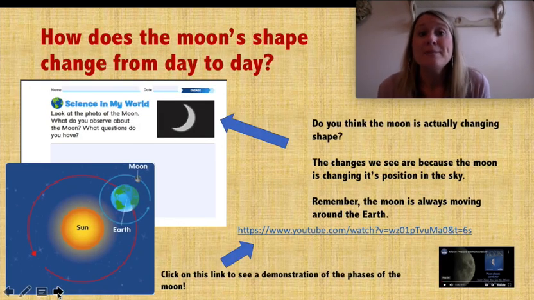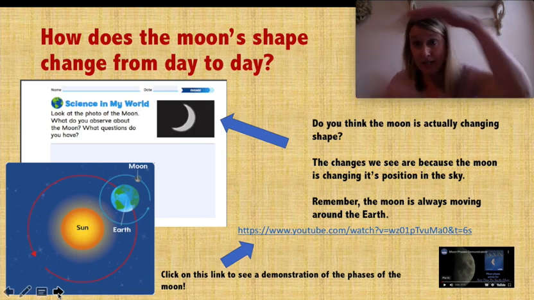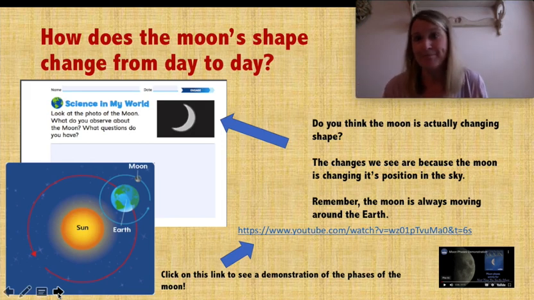So how does the moon's shape change from day to day? Do you think it's actually changing shape, like getting bigger and changing its shape? You're right. The changes we see are because the moon is actually changing its position in the sky. Remember how we talked about the moon is orbiting around the Earth? Okay, so it's spinning around the Earth like this, revolving. And so each time it's in a different position, we see something different here on Earth.